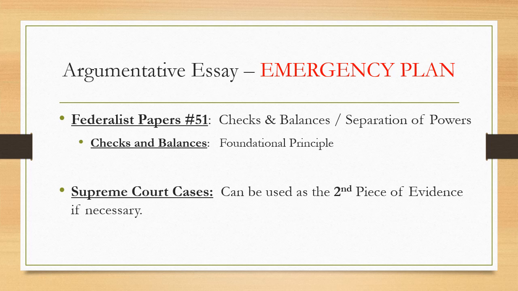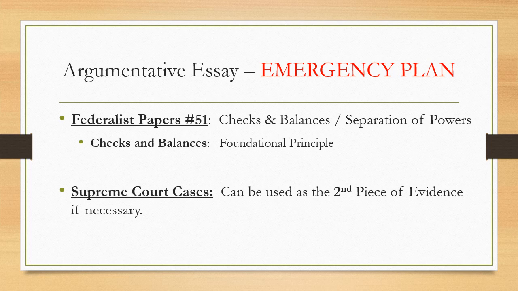So if you get into your argumentative essay and you're a little confused on what to write, you can always fall back on the Declaration of Independence, popular sovereignty, right? Or you can fall back on Federalist Papers 51. You can start talking about checks and balances and separation of powers, and then use words like limited government in there. They always like that kind of stuff. So Federalist Papers number 51 is our second backup plan.